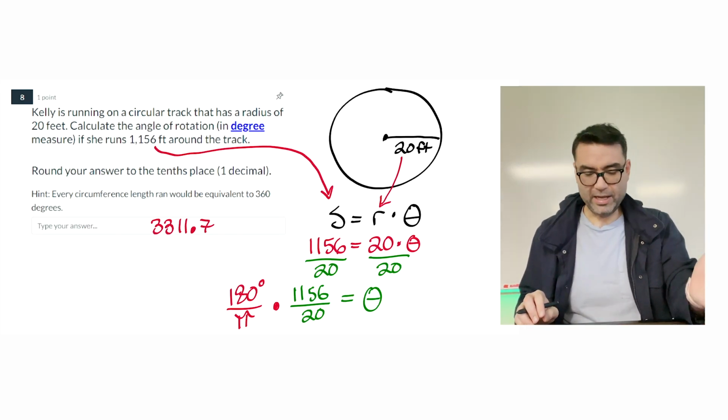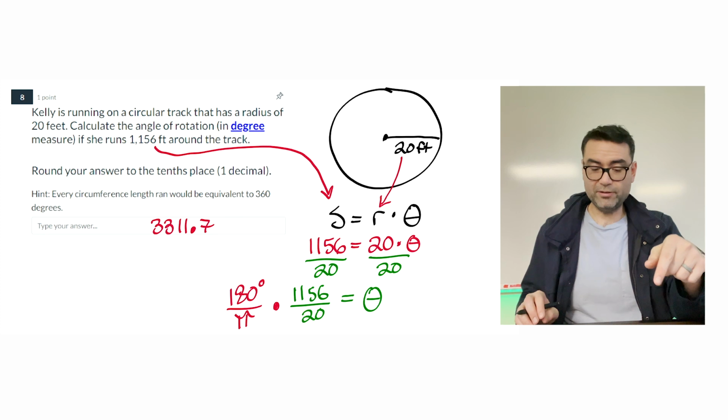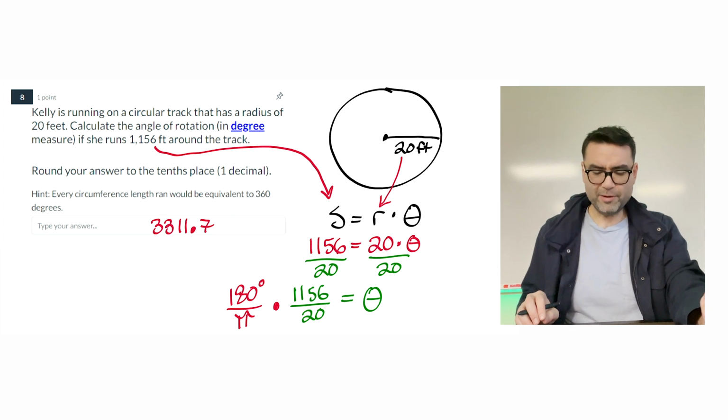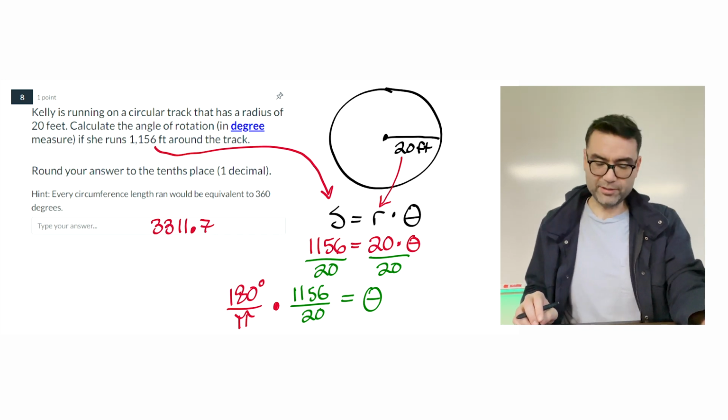Degrees. And again, every time you travel around the circle, that is 360 degrees of rotation. So if you divide by 360, you could figure out how many times you ran around the track. Looks like it'd be almost 10 times, because 10 times 360 would be 3,600. Almost 10 times, close to 9 maybe.